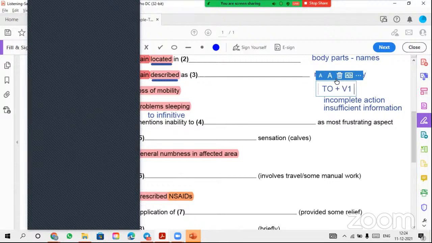V1 means first form of the verb. To V1, sorry, correct it. To bend forwards, or bend backwards. Anything it may be there. Bend forwards, bend backwards, bend sidewards. Turn left, turn right, anything it may be.